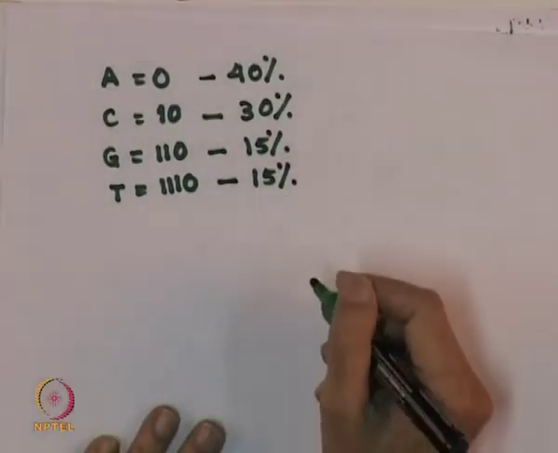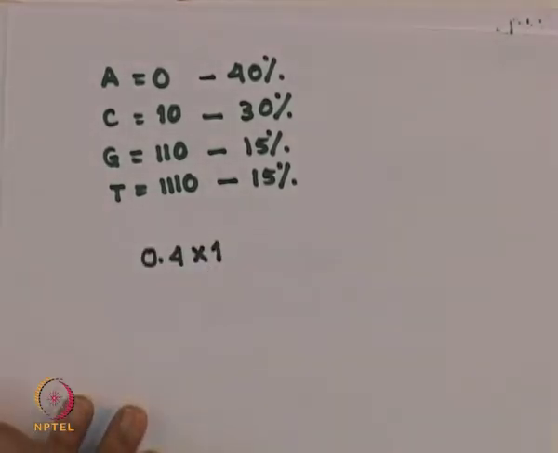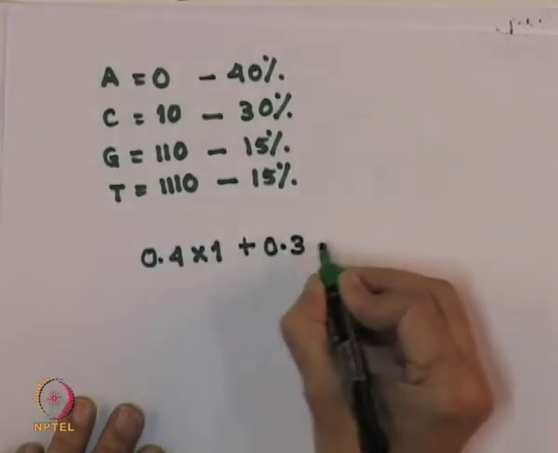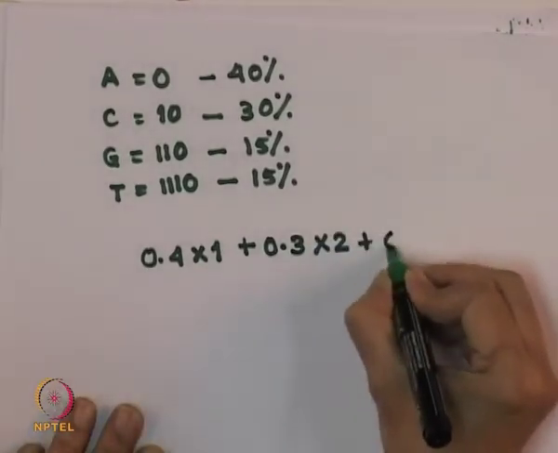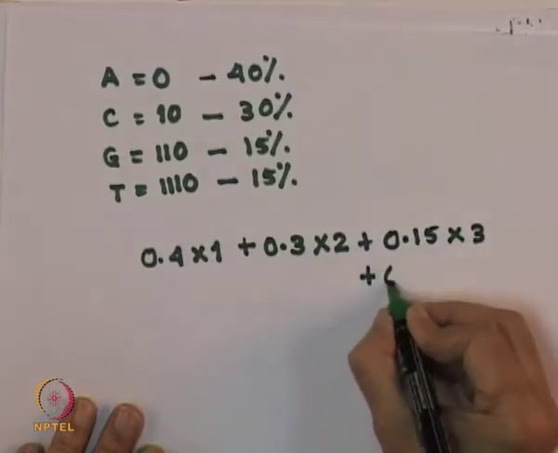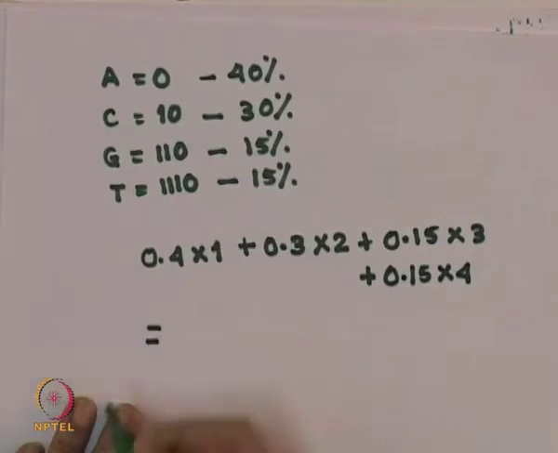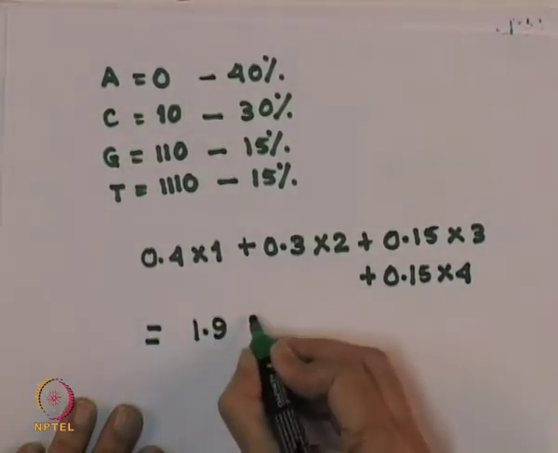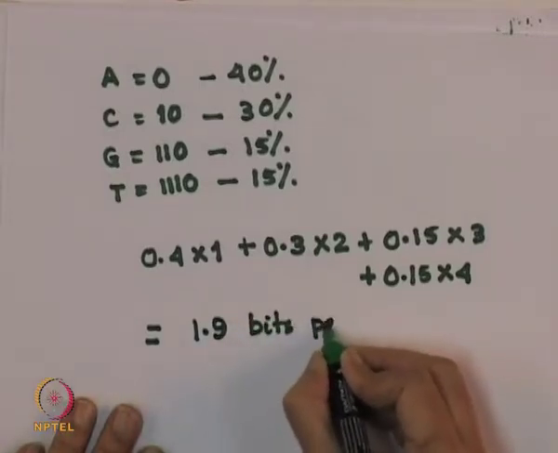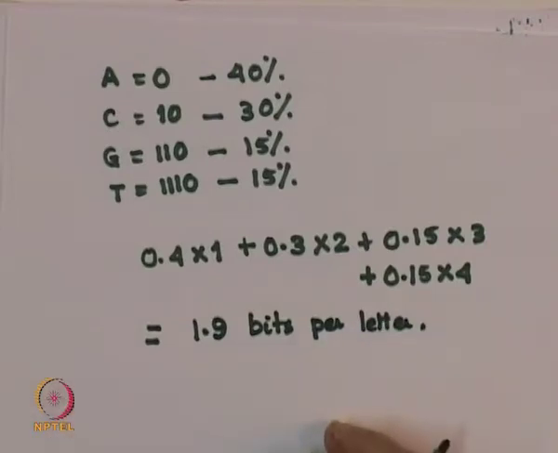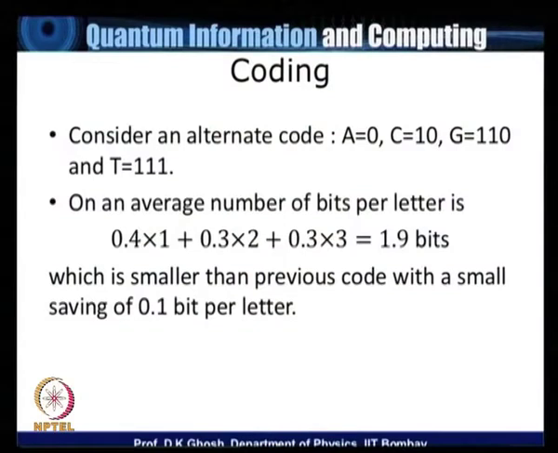So, if I am to calculate the average number of bits per letter, I have 0.4 into 1 because there is just one letter, then plus 0.3 into 2 letters, plus 0.15 into 3 letters, and 0.15 into 4 letters. Add it up, you find this works out to 1.9 bits per letter. The previous code, I had 2 bits per letter, this code I have 1.9 bits per letter, so I have a saving. So, in these two examples, in the first case I had 2 bits per letter, in the second case it is 1.9 bits per letter, which is a very small advantage with respect to the previous one, but an advantage nevertheless.